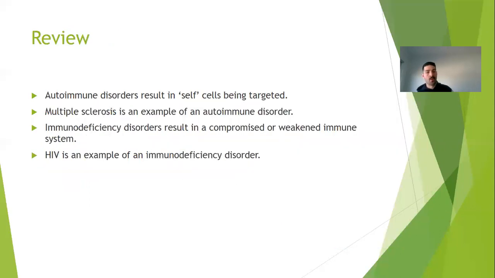So in review, autoimmune disorders result in self cells being targeted, and we'll use multiple sclerosis as an example of that. Immunodeficiency is where our immune system is weakened or compromised, and HIV is the example. What we need to know for the exam is how both of those work. We need to know that HIV is a virus and it takes over the cell systems, and for multiple sclerosis, we need to know that it attacks the specific part of the nerve cell known as the myelin sheath.